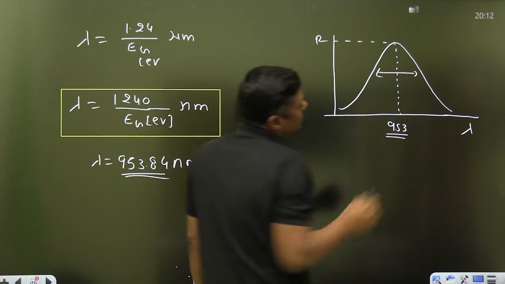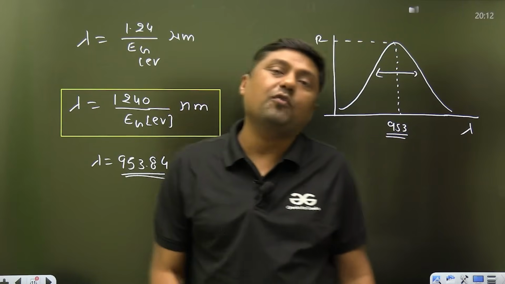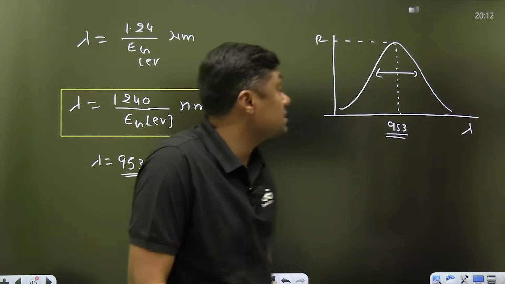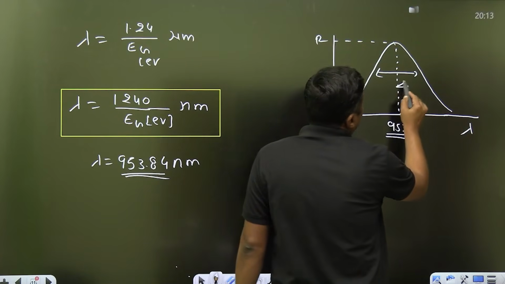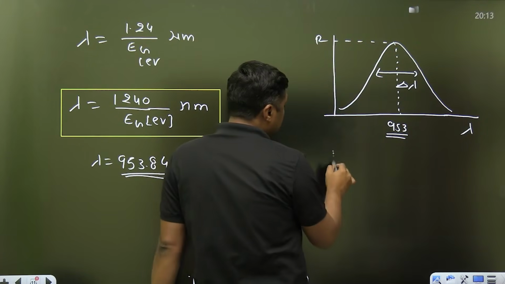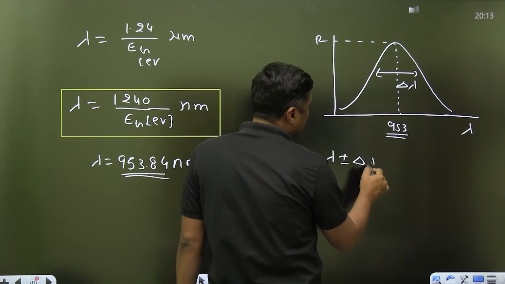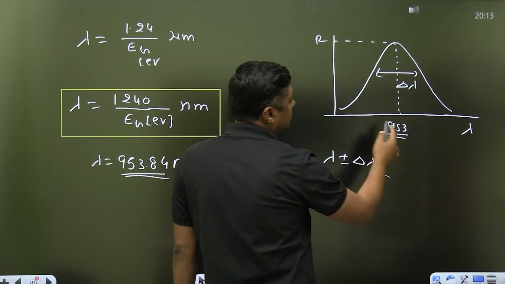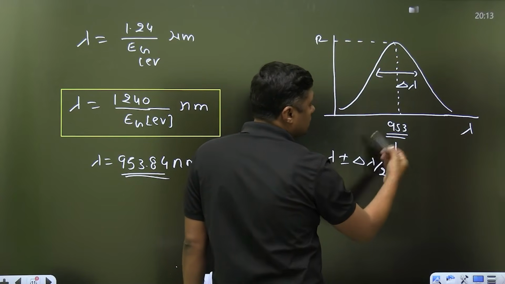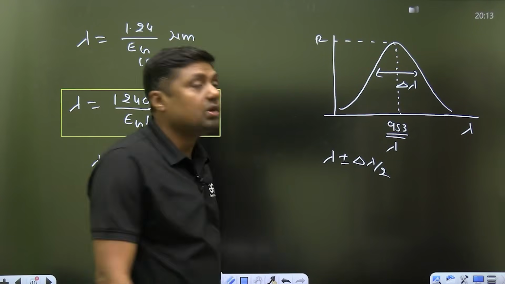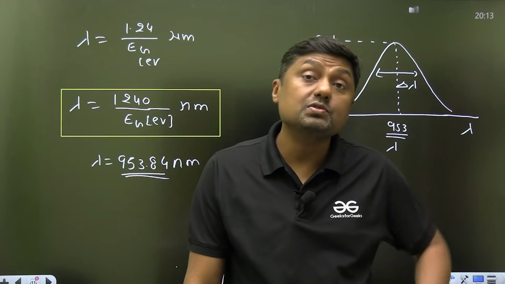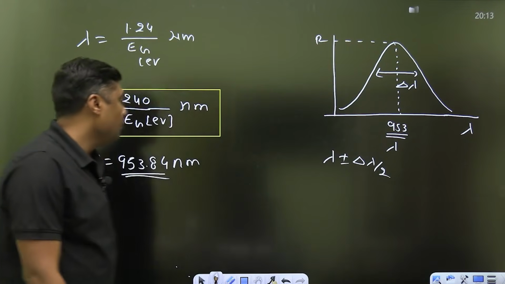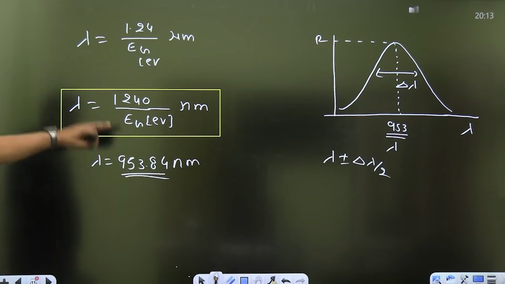In my class I have already given you the formula for that. Please go through that and you will get the idea what the del lambda is. So we are getting plus minus del lambda by 2, we can say. That will be the range, guys. And here we have the peak value of the response, means we get the peak value of the light intensity at this point, guys. So this is the value 953.8.